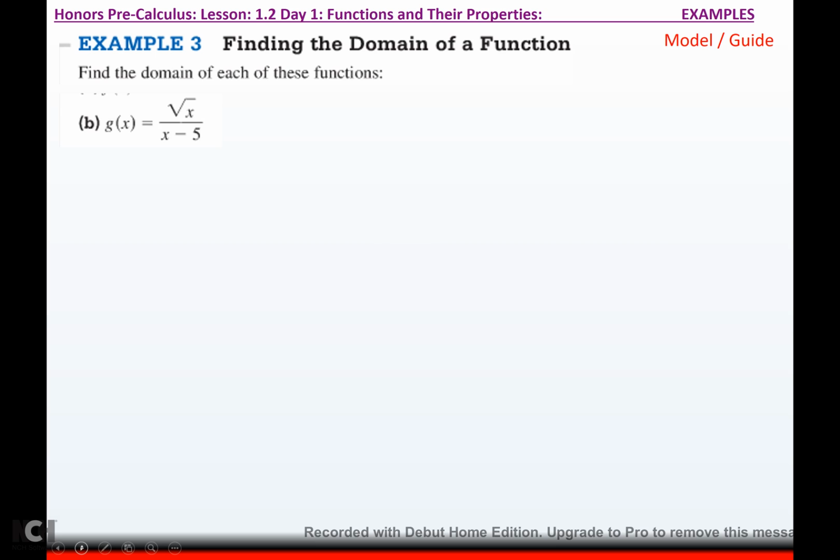Alright, we've got two sets of drama again. We've got denominator drama, and we have radical drama. So my denominator drama says, Mr. Denominator, you may never equal 0, so x may never equal 5. On a number line, 5 is going to have a hole, but I can be everywhere else.